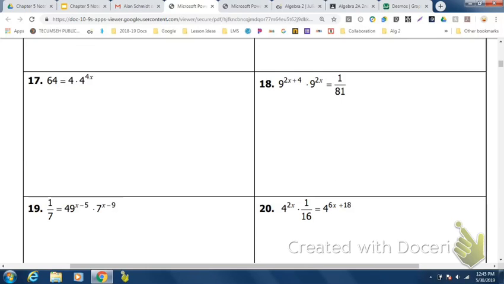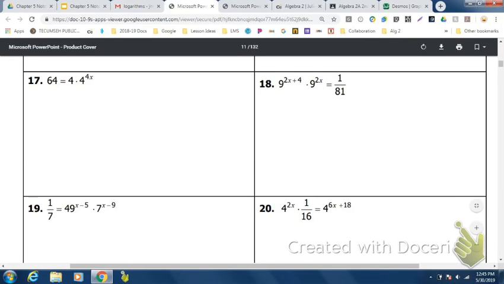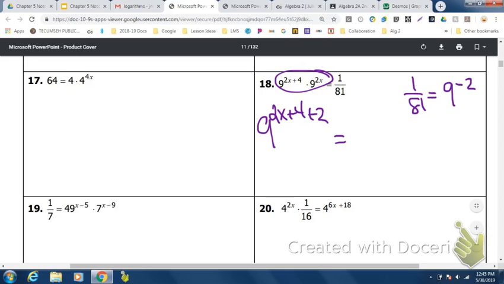Alright, I'm going to go ahead and knock out number 18. Okay, so our base is going to be 9. So 1 over 81 is 9 to the negative 2 power. So these two, we're going to add them. So it's 9 to the 2x plus 4 plus 2 equals 9 to the negative 2 power.